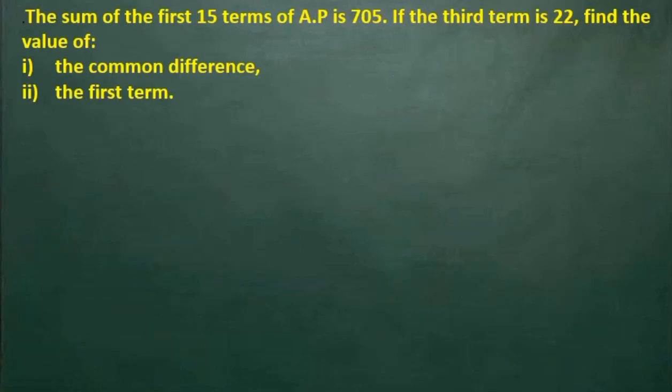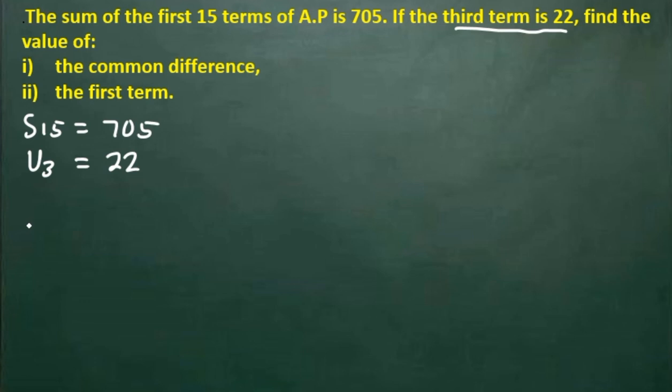Let's take a look at another question. The sum of the first 15 terms of an arithmetic progression is 705. If the third term is 22, find the value of the common difference, d, and the first term. From the question, we know that S15, the sum of the first 15 terms, is 705. Now we also know that the third term here is 22, so we can say that U3 is equal to 22.